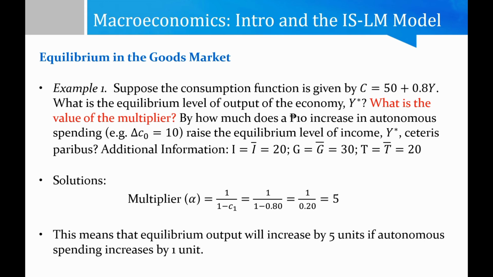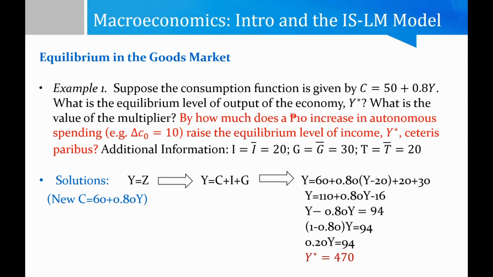This means that equilibrium output will increase by 5 units if autonomous spending increases by 1 unit. Similarly, a 10 unit increase in autonomous spending will increase the equilibrium output by 50 units. So, that is what the multiplier means. Or, if autonomous spending increases by 5 units, the equilibrium output will also increase by 25 units.